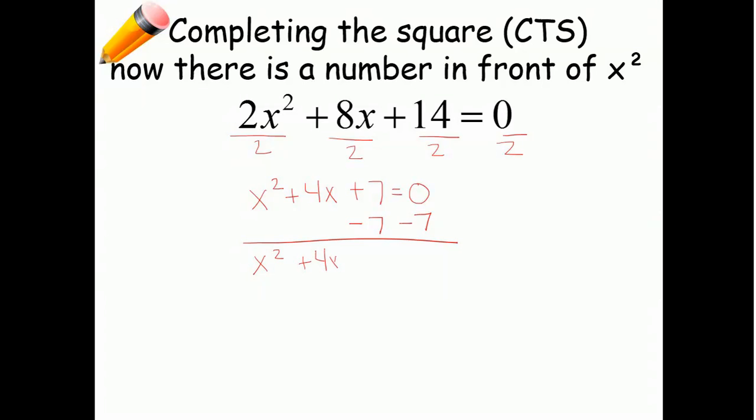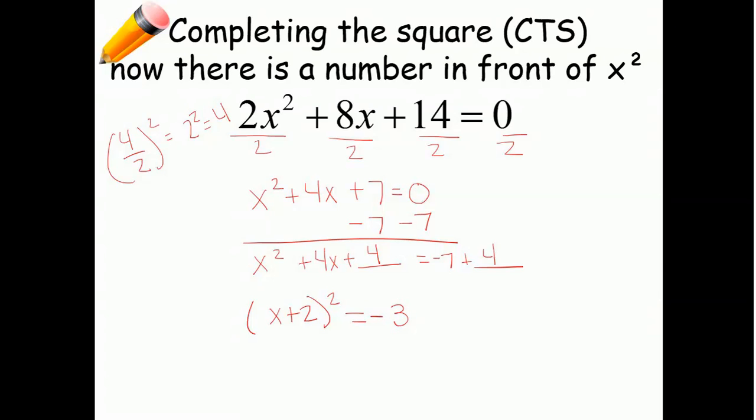So I've got x squared plus 4x plus blank equals negative 7 plus blank. Now let's complete that square. I've got 4 divided by 2 squared, aka 2 squared, which is 4. So my blank is 4. Now, condensing this over here, I know that to be x plus 2 squared, because 2 plus 2 gives me 4, and 2 times 2 gives me 4. So negative 7 plus 4, that's negative 3.